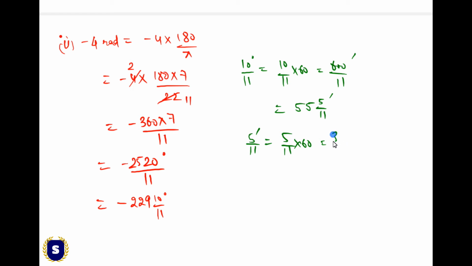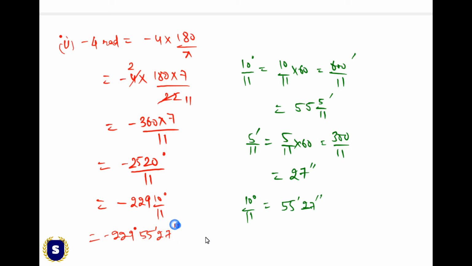Again it will continue in the same way. This is approximately 27 seconds. 10 upon 11 degree will become 55 minutes 27 seconds. So the final answer would be minus 229 degree 55 minutes and 27 seconds. Hope it is clear to you.